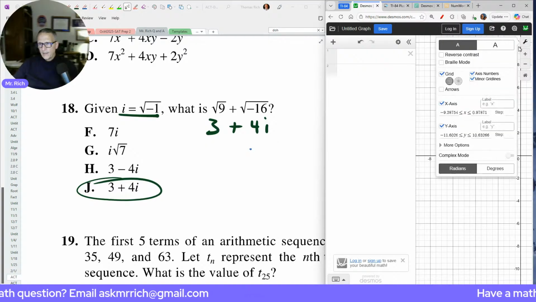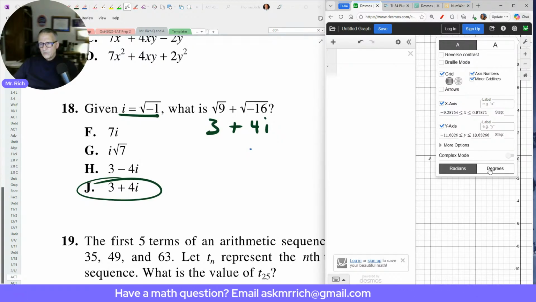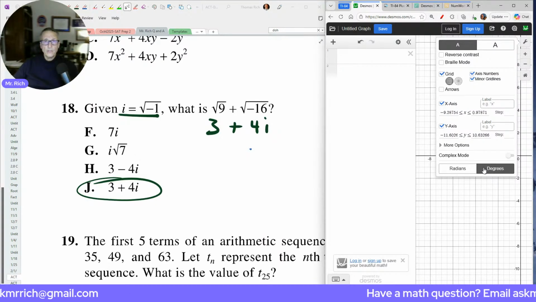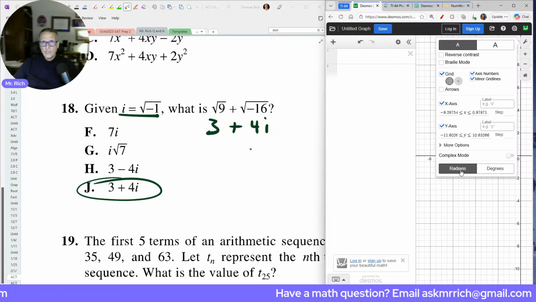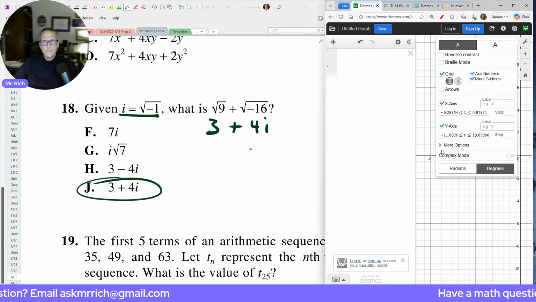When you click on that, there are only two things here that I would recommend you ever fool with. One would be if you need to change your mode into degrees, because you're going to take the sine, cosine, or tangent of an angle in degrees. You don't want to be in radians mode, okay? Most of the time on the ACT, you want to be in degrees mode, okay? So that's one thing. But notice there's this thing called complex mode.